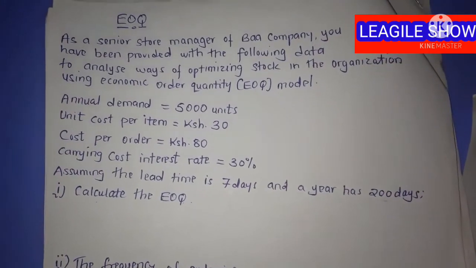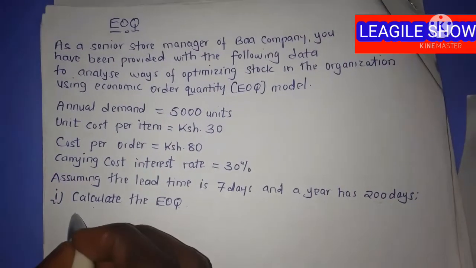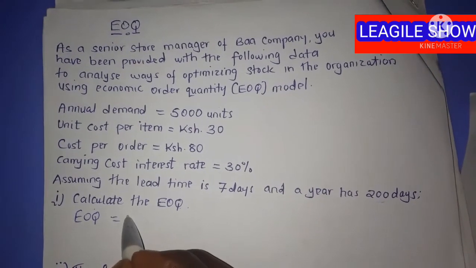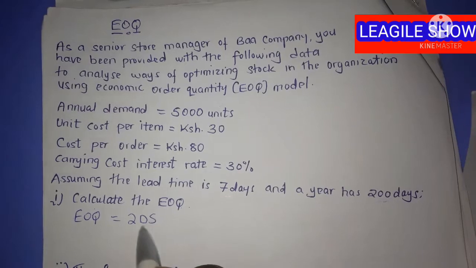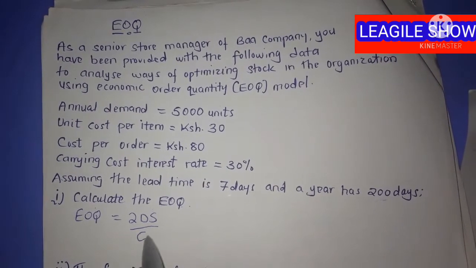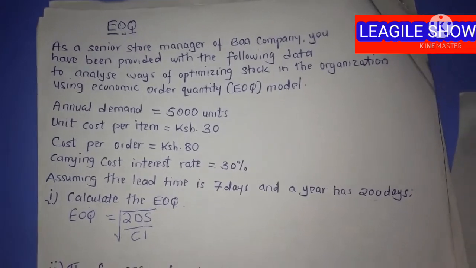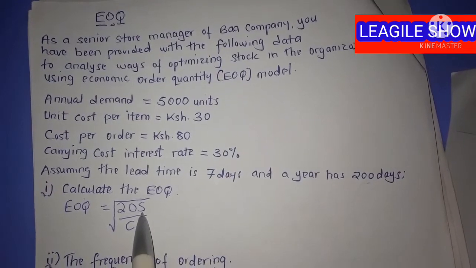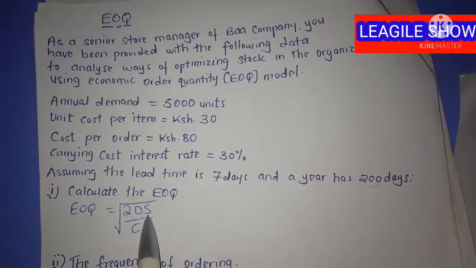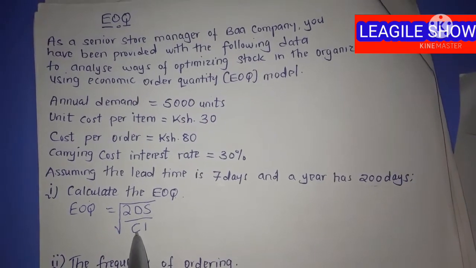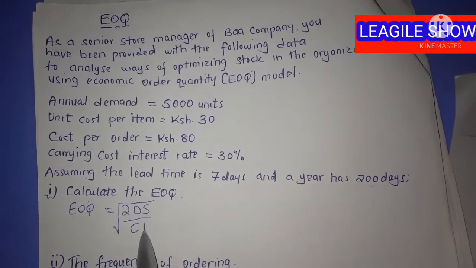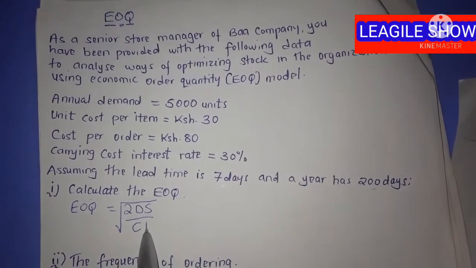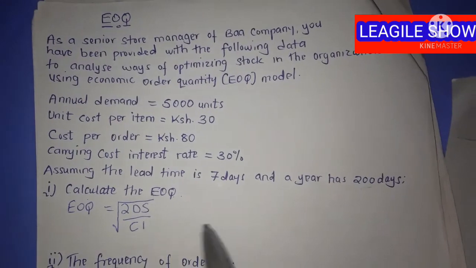So how do we calculate EOQ? EOQ is given by the square root of 2DS over CI. Remember, D represents the annual demand, S in this case represents the cost per order, C represents the unit cost per item, then I represents what is called the carrying cost interest rate.